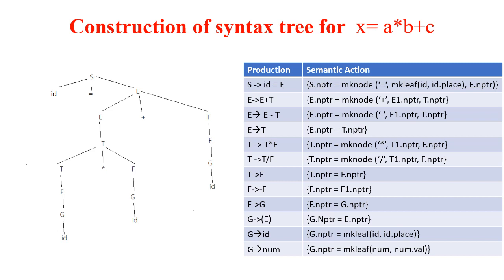Now for the explanation, let us consider this example x equal to a star b plus c. Here the first thing is we have to construct the parse tree by taking the productions from this SDD. For that, S gives ID equal to expression. For getting a star b plus c, we are taking E gives E plus T. Then E can be T, T can be T star F, T gives F, F gives G and ID. So we got the parse tree.